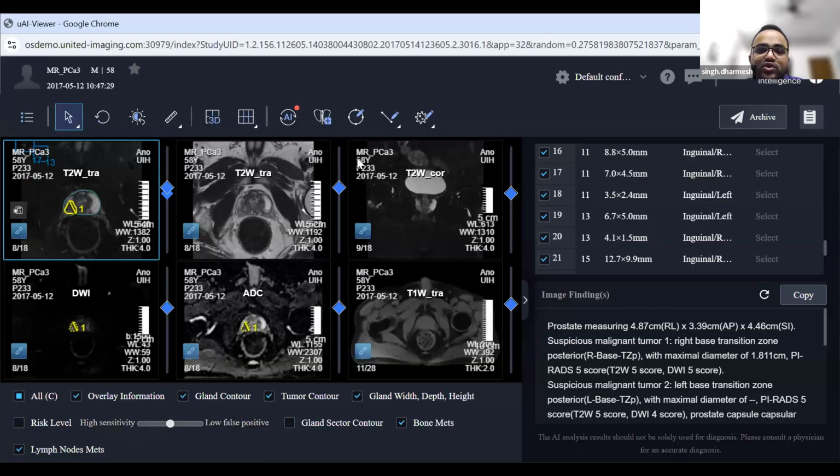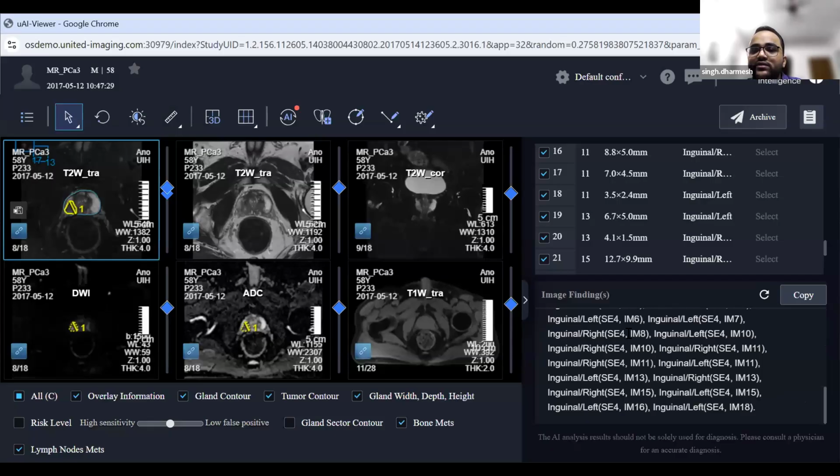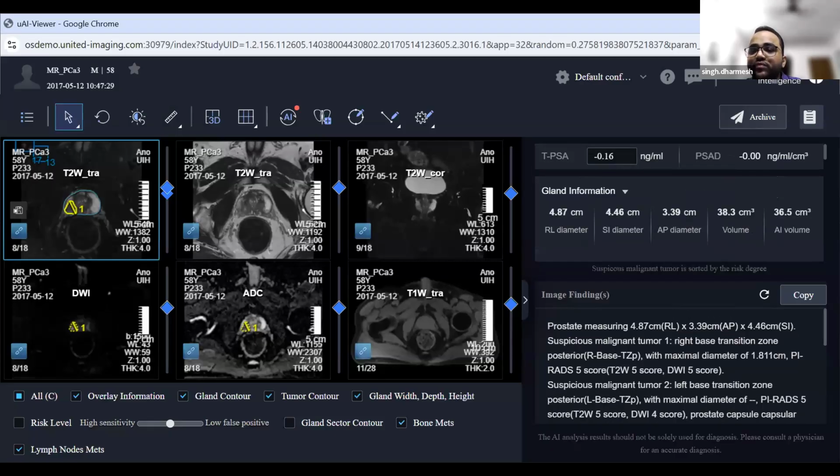The best part of this tool is that if the radiologist wants, the radiologist can manually customize this lesion detection. If they find that this is not correct, they can add their own contour and delete this. There is add diameter, and a lot of things are there. And the best thing is this also provides the image findings, which is very, very helpful for reporting purposes, like prostate measurement.